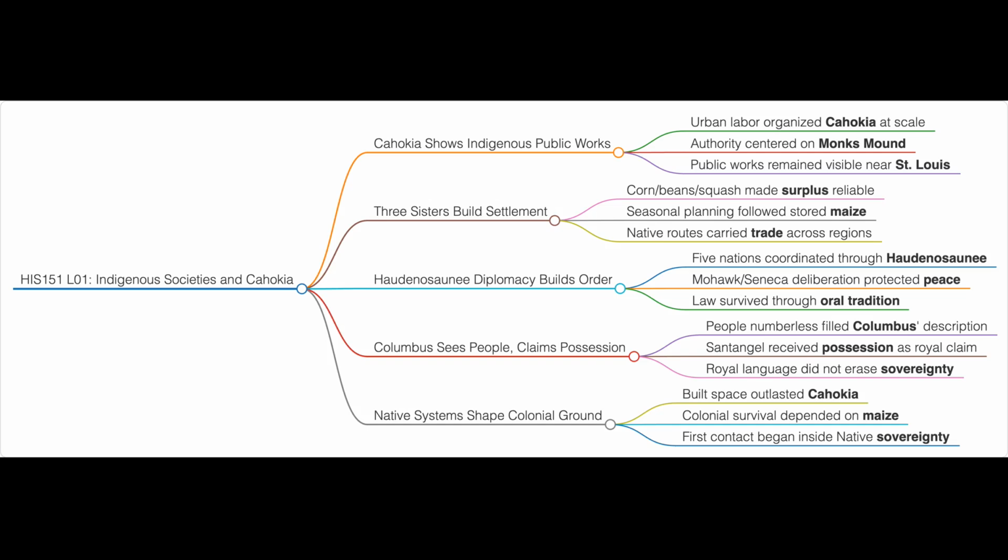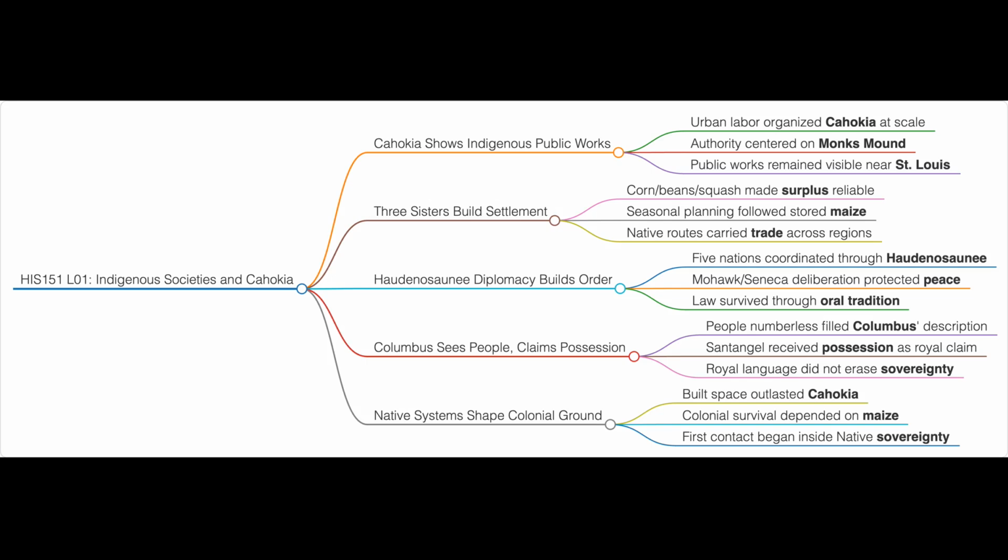The same letter moves quickly from observation to possession. Columbus wrote that he took possession of all of them for our most fortunate king. The sentence shows how imperial authority operated on paper. A sailor backed by a monarch could enter inhabited space, perform a ritual act of claiming, and convert human presence into royal property through written report.